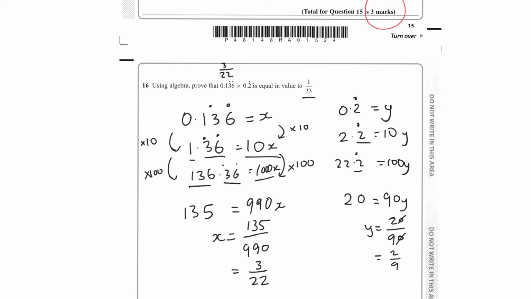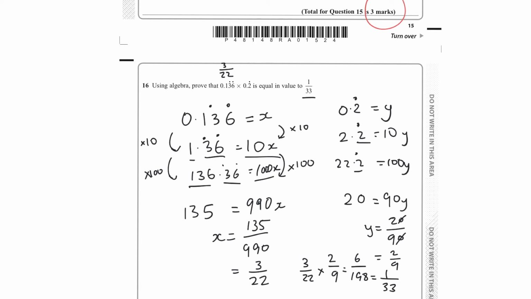So now because these two decimals need to be multiplied by each other, we're going to do 3 over 22 times 2 over 9. That would give you 6 over, so 22 times 9 in your calculator, 198. And then if we were to simplify this, we can do 198 divided by 6. That'll give you 33. And then 1 over 33. So that would be that answer.